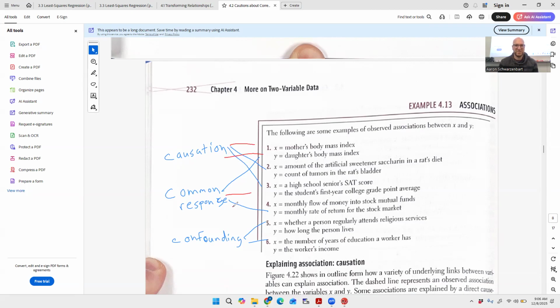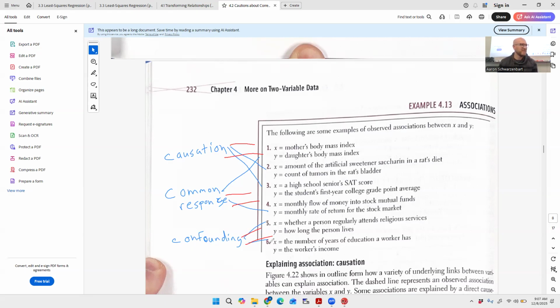Correct answers are in red. Okay. That's all that matters. Your high school senior's SAT score does not cause your first year college GPA. They are a common response to intelligence and work ethic. Intelligence probably being the big one there. But your SAT score does not cause anything.